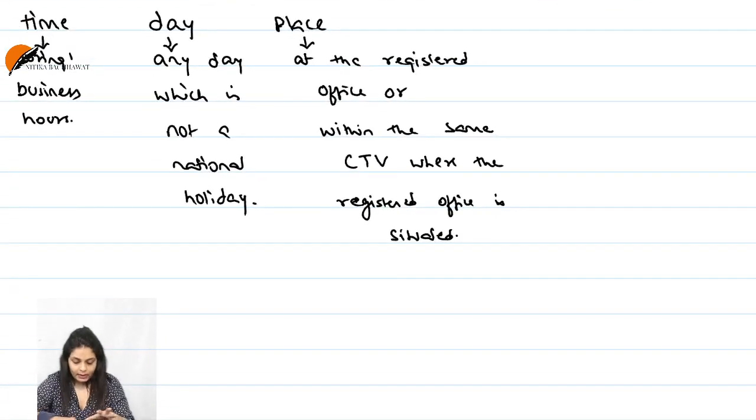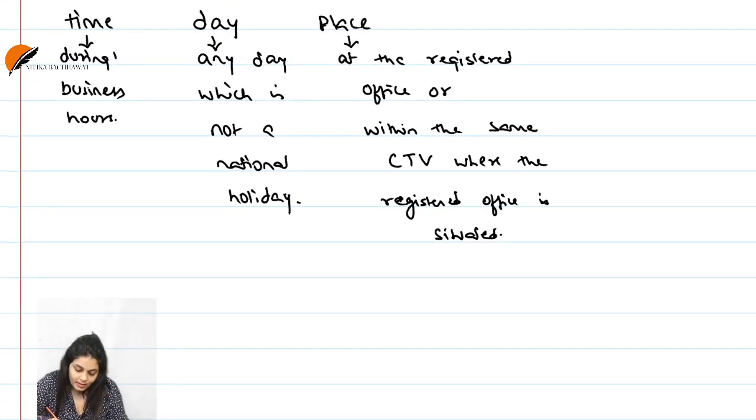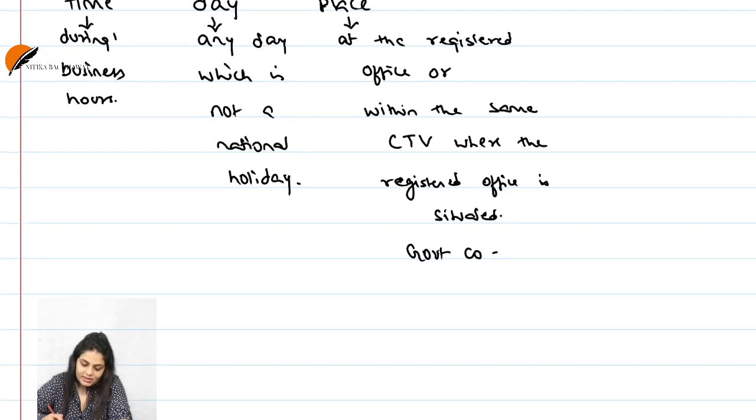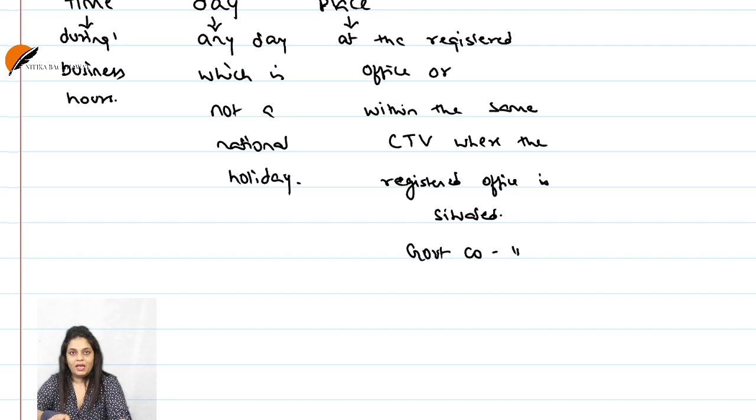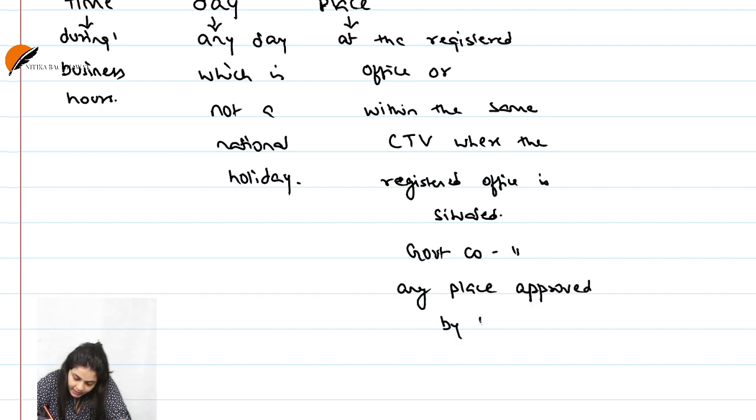Now this is for general companies. In the case of a government company, you know what a government company is? It is where not less than 51% of the paid up share capital is held by the central government or the state government or both. For a government company, it is at the registered office or within the same city, town or village where the office is situated, or any place approved by the central government.